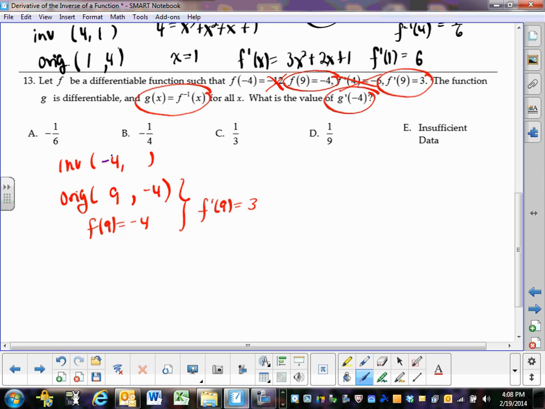So the derivative of the original is 3x squared plus 2x plus 1. The derivative of the original at 1 is going to be 6. So the inverse derivative at 4 is 1/6.